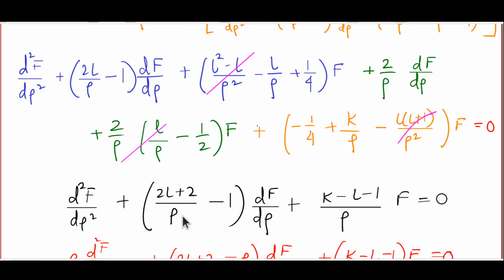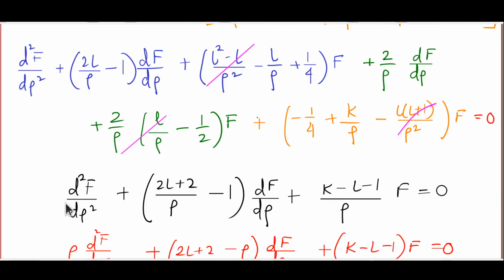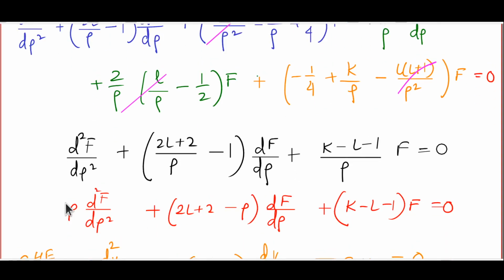And if you multiply through by rho to exhibit the differential equation structure here, what you end up with is this. Rho d2F d rho 2 plus a constant minus rho dF d rho plus another constant, k minus L minus 1, F equals 0. At this stage, you should get a feeling of deja vu, especially if you have listened carefully to the last lecture.